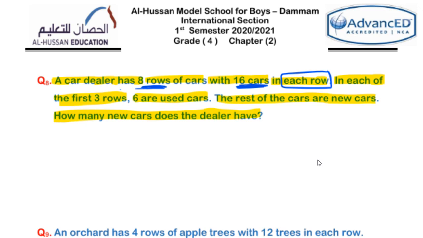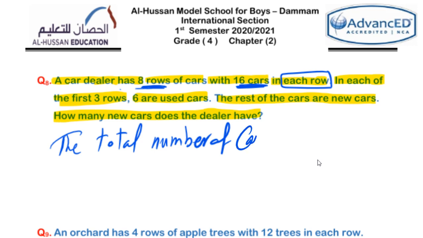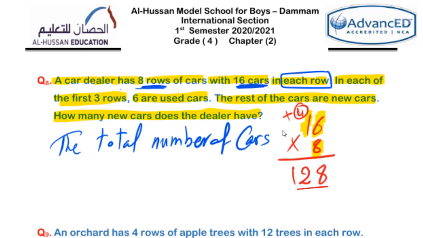Let's write the total number of cars. What is the total number of cars here? Let's multiply 16 by 8. 6 by 8 equals 48, so it will be 8 and carry 4. And 1 by 8 equals 8, and we have 4 up, add to 8, it will be 12. So we have 128 cars.